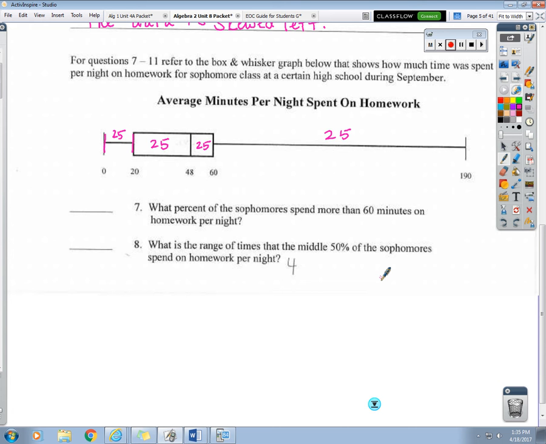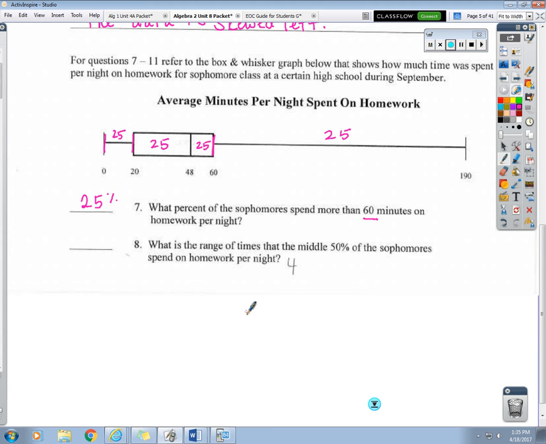What percent of sophomores spend more than 60 minutes on homework per night? 25%. Okay, because we're looking for more than 60 minutes. So that would be from here and higher, and that's 25% of the data, right, Grant?